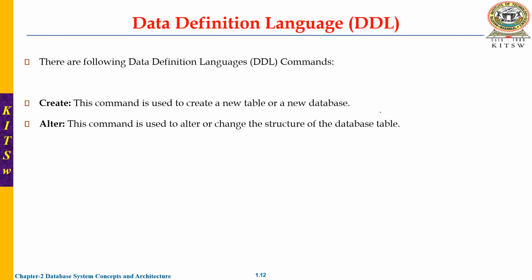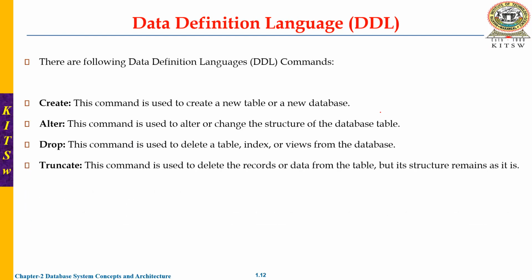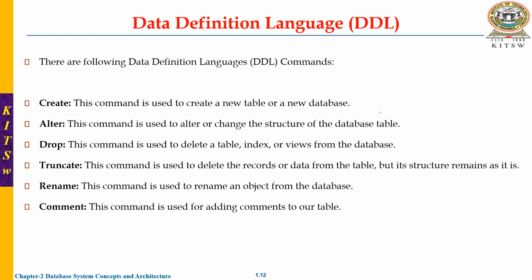Create command is used to create new tables or a new database. Alter is used to alter or change the structure of the database table. Drop command is used to delete tables, indexes, or views. And truncate is to delete the records or data from the table, but its structure remains the same. A rename command is used to rename the database name. And comments are used, just like you can give comments for different tables.